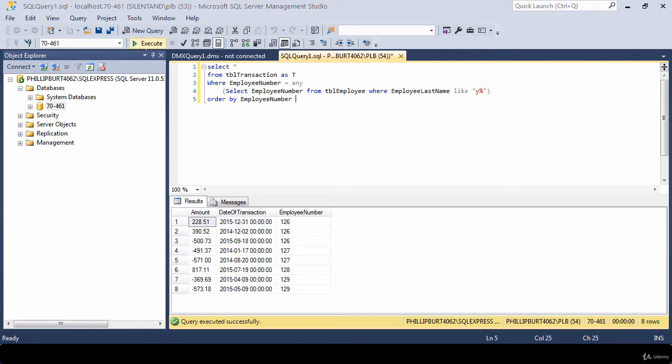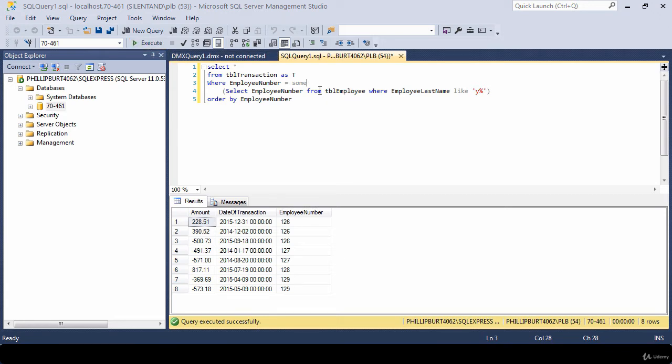And there we go. Now there is a synonym for any, and this may cause confusion. The synonym is some, S-O-M-E. So the employee number is equal to some of the following. That to me doesn't make as much sense. It sounds like it's got to be more than one, but it brings exactly the same results.